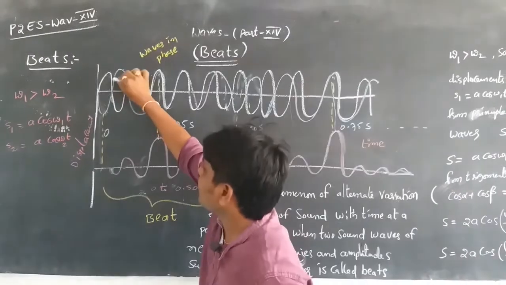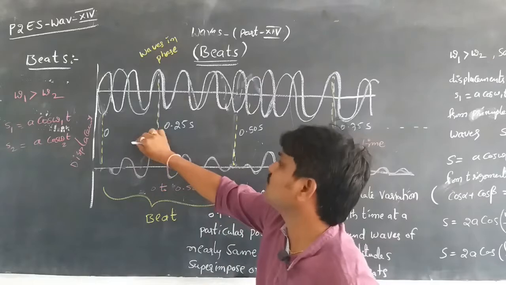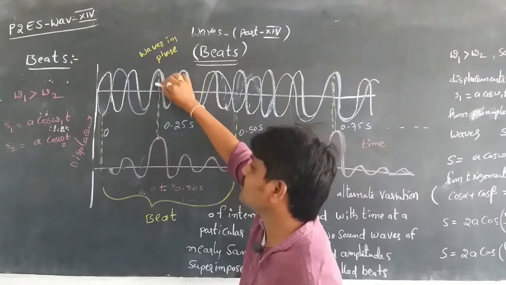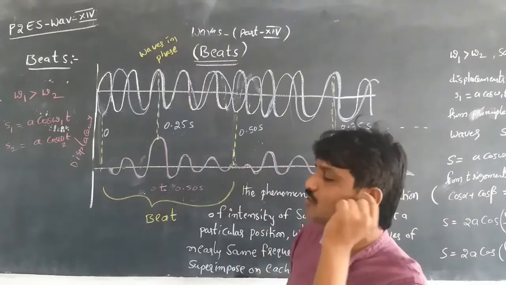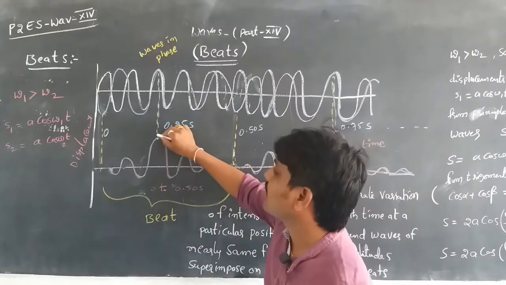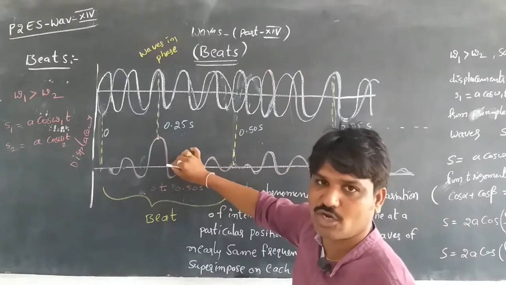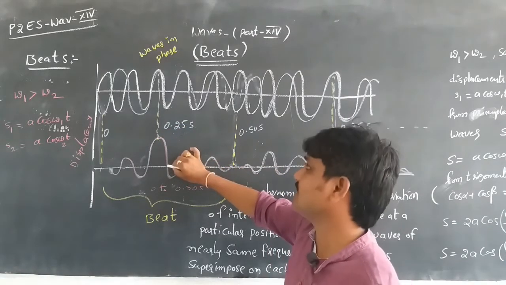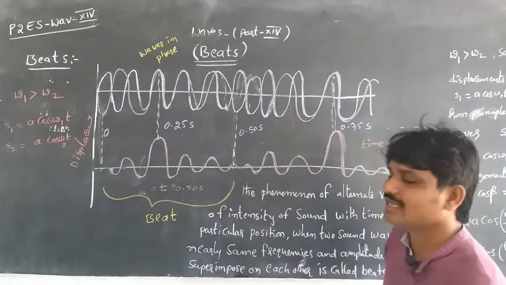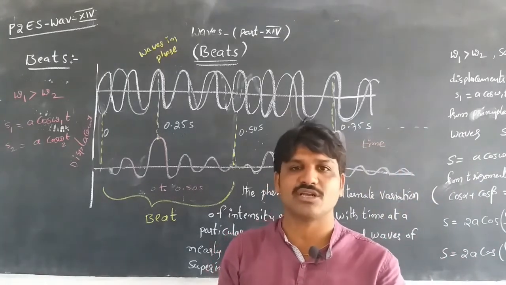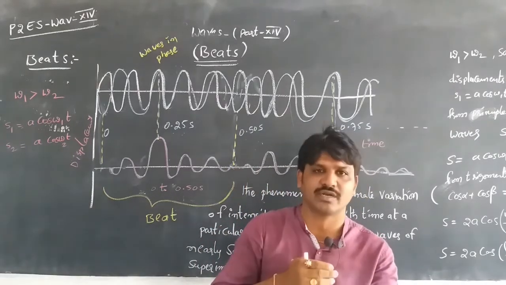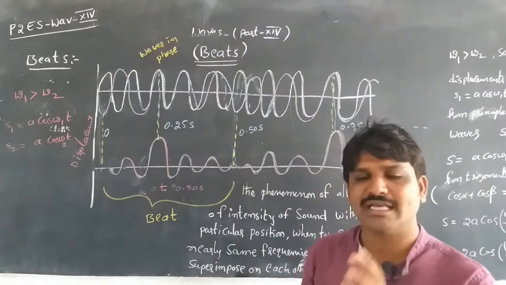Then after a particular time, 0.25 seconds, the waves are superimposed and form a single wave, and we hear the maximum intensity of sound. After that we continue, and after some time again the minimum sound. If we hear this alternate variation of intensity of sound continuously when two waves of nearly equal frequency and amplitude are superimposed on one another, that is called beats.